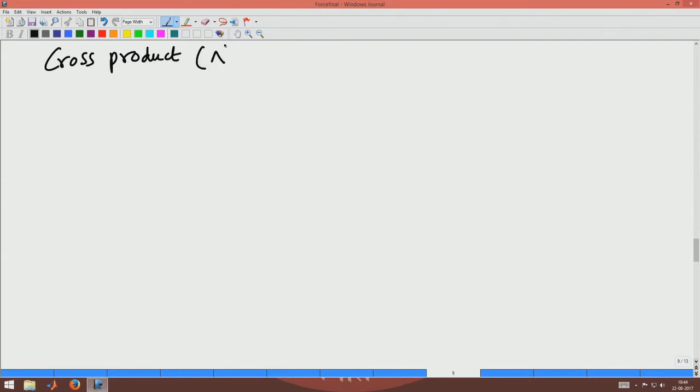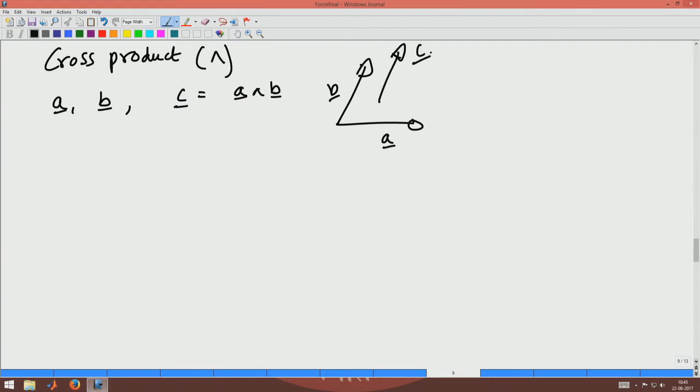We will denote this by this symbol in this course. If I have two vectors A, B, then C is defined as A cross B. Then C would be perpendicular to this plane containing A and B.